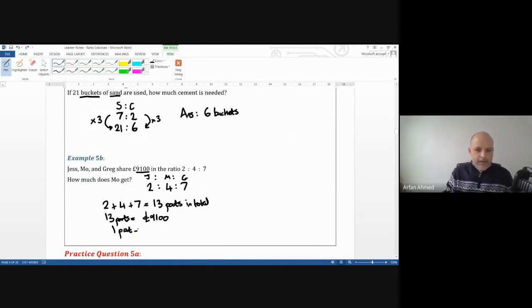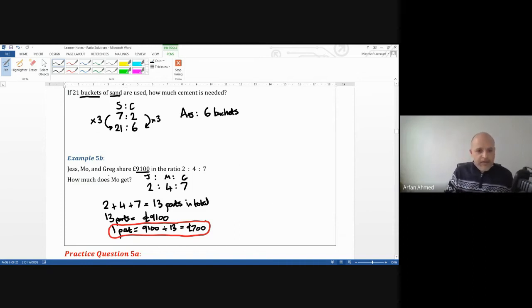You're going to have to divide it by 13. Let's try that in the calculator. 9,100 divided by 13 is 700 exactly. So that's going to be 700 pounds. Don't forget the units. This is the bit that's the most important, working out what one part represents. Because once you've worked out what one part is, you can work out 2 parts for Jess, 4 parts for Mo, 7 parts for Greg, any number of parts it asks for.